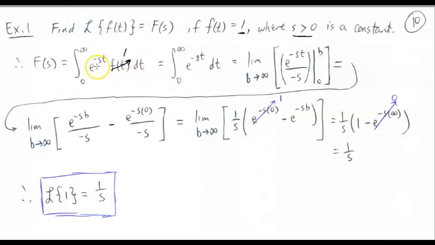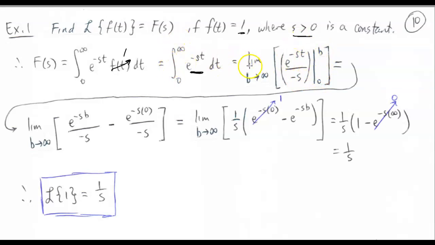Of course, 1 times anything is just itself. And then this simply becomes taking the antiderivative of e raised to the negative st. Since s is a constant, we could use the substitution rule or whatever, but what we end up getting is e raised to the minus st divided by the constant minus s. And we're going to evaluate that from 0 to infinity, okay?